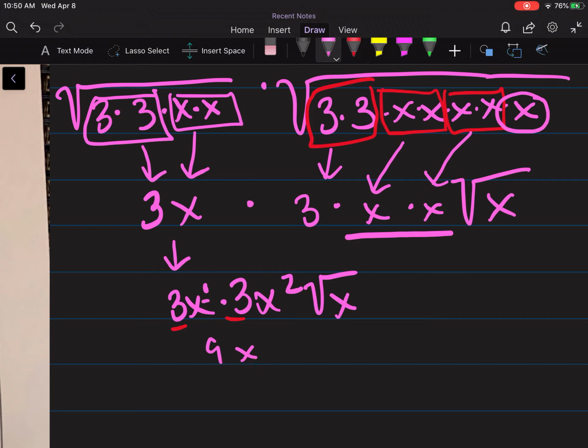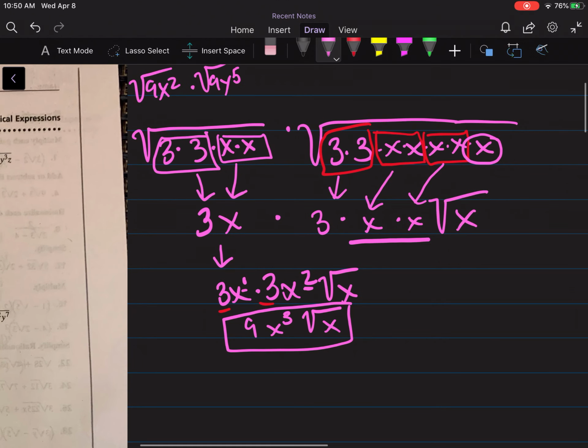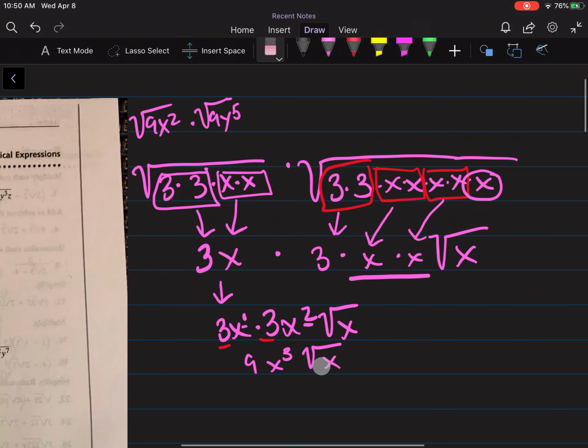These little numbers right here, when you multiply the little numbers, you add them together. So 2 plus 1 is 3. And we're going to have square root of x. And that's your answer for number 2. Oof, I know it's a lot of work for number 2. I think that was number 2. Yeah. Okie dokie.